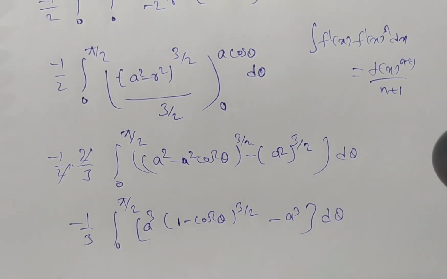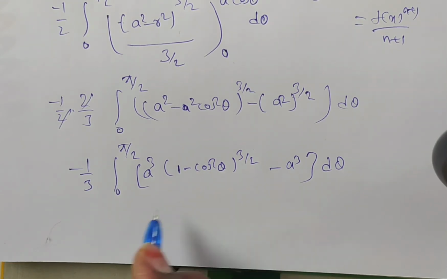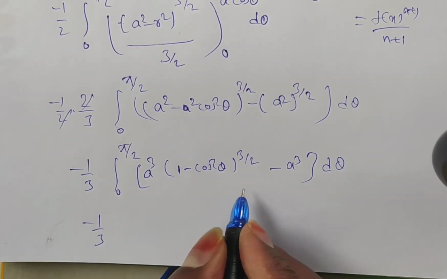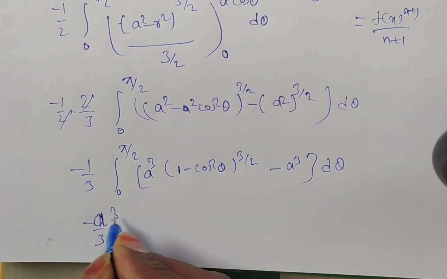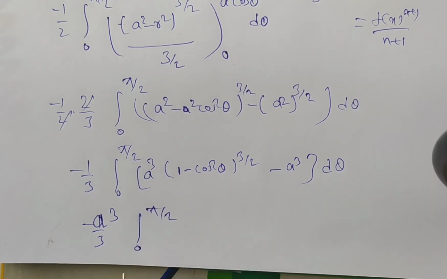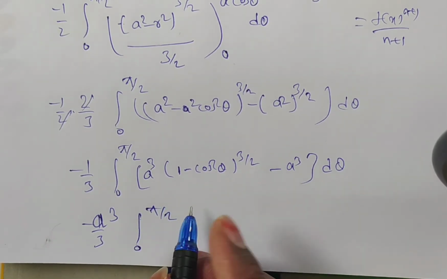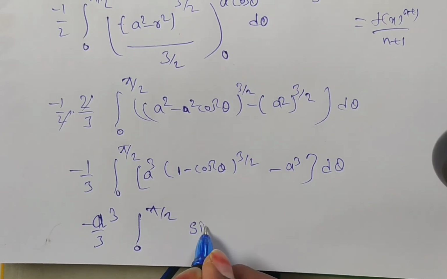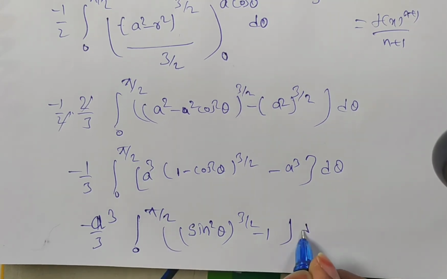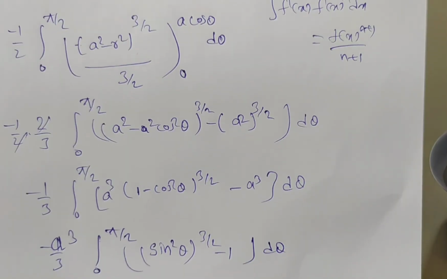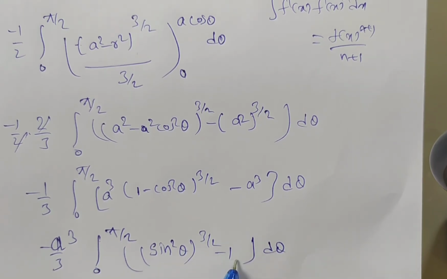From this also you can take a cube as common, and 1 minus cos square theta you can write as sin square theta, right? So minus 1 by 3, a cube is common, I am writing this a cube outside, then I will have a cube integral from 0 to pi by 2. In this case 1 minus cos square is nothing but sin square, so sin square theta whole to the power of 3 by 2, minus 1, into d theta. In this case the square and whole power 1 by 2 get cancelled, then you will have sin cube theta minus 1. Okay?